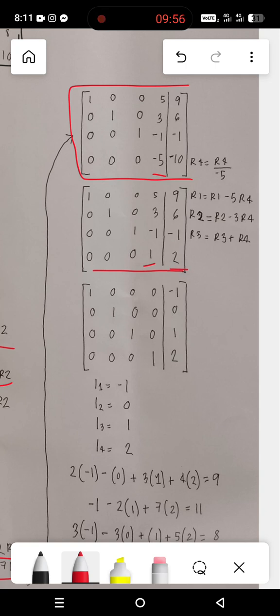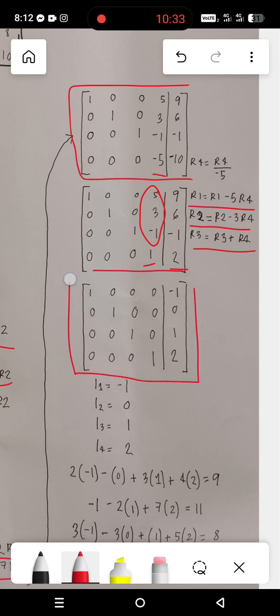And there are still values here, and we need to turn that into 0. So we have here this guide. So we're going to subtract R1 minus 5 multiplied to the value of R4, and R2 minus 3 multiplied to the value of R4, R3 plus R4. And by doing that, we already achieved this matrix.